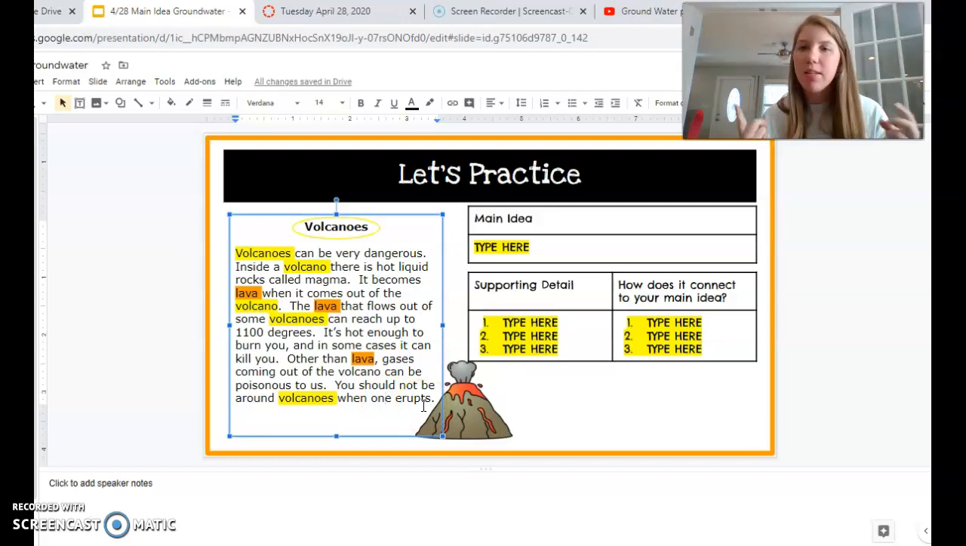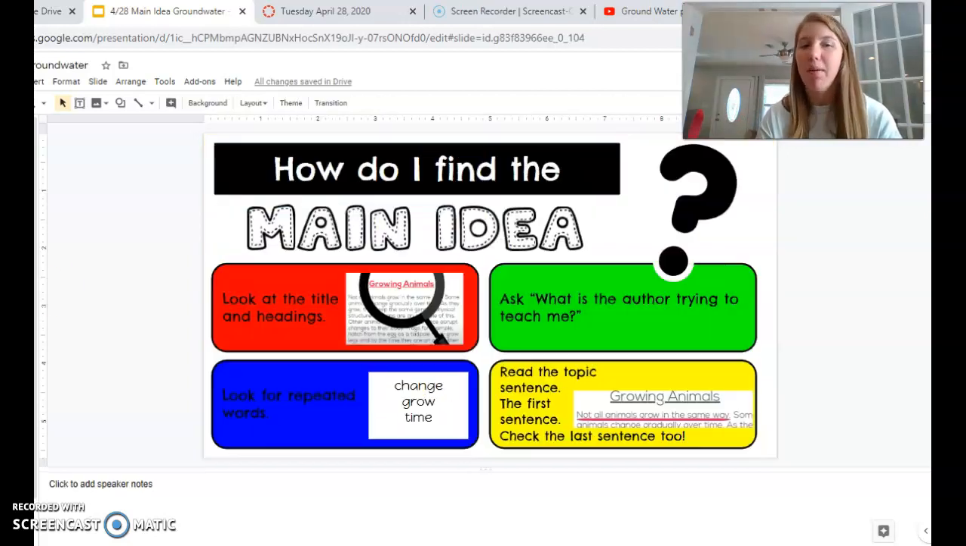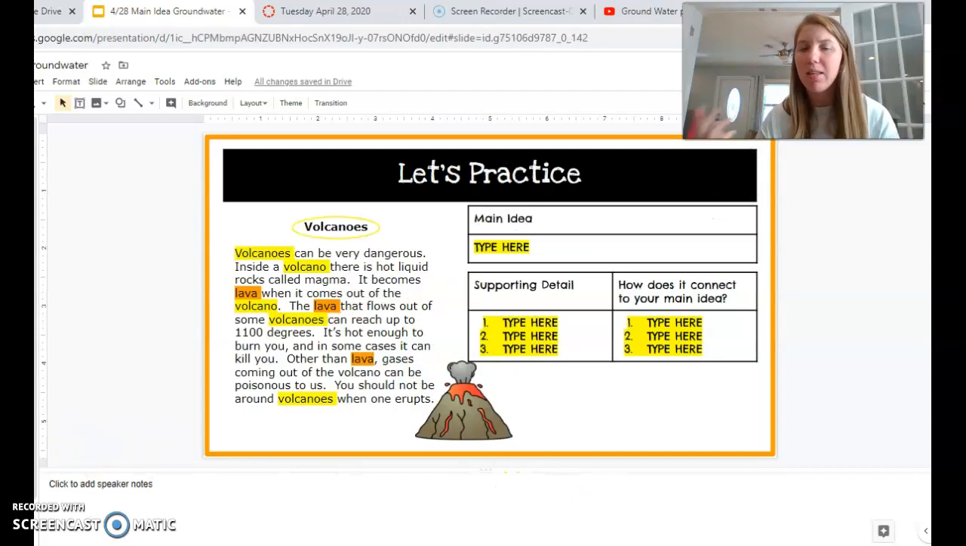So I've got volcanoes and lava, and I know that lava comes down out of a volcano when it erupts, right? So now I'm thinking, oh, sorry, let me go back to my steps. All right, our third one, ask. What is the author trying to teach me about volcanoes? Now, my repeated words were volcanoes and lava, but what is the author trying to get across that this lava can do and what this volcano can do to us, the people?